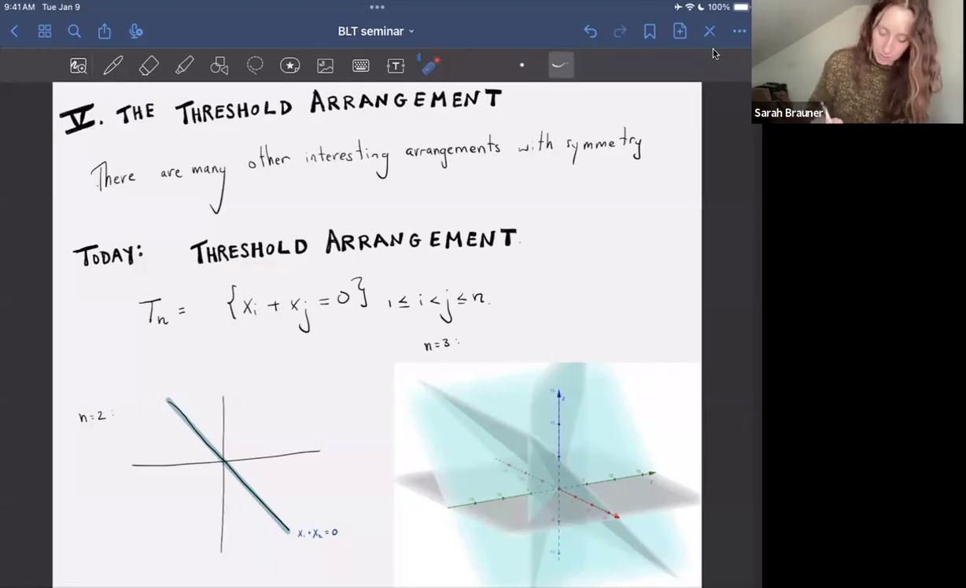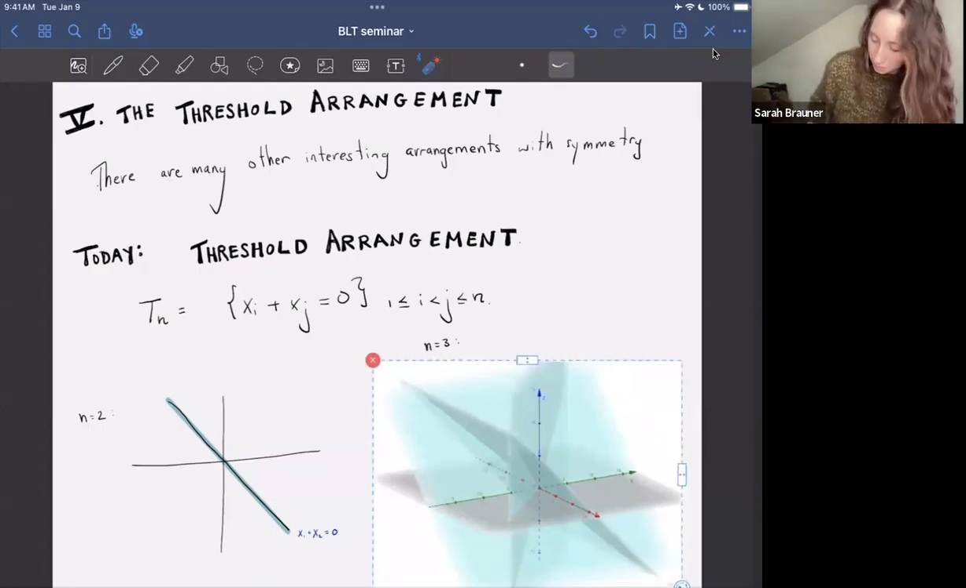So here's a picture when n is 2. I just have this one line. And here's a picture when n is 3 that I tried to make. Yeah, so there's a picture.